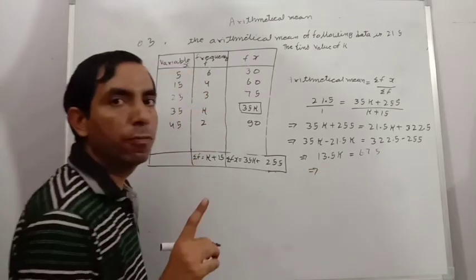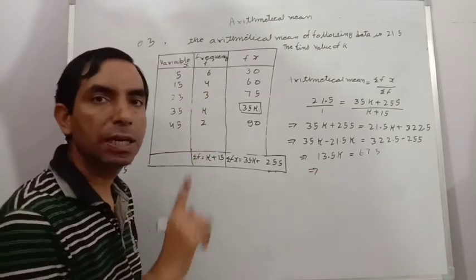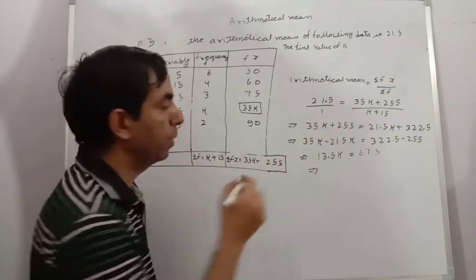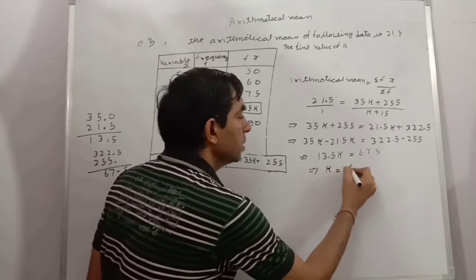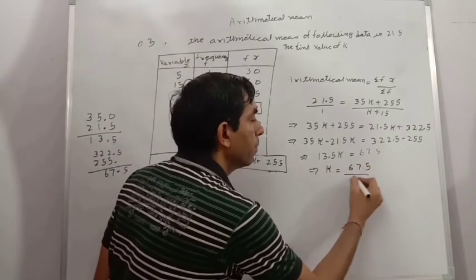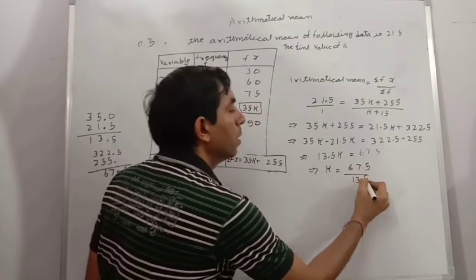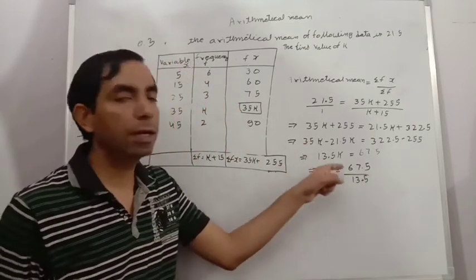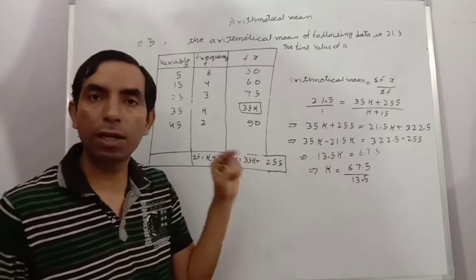Next, we take the alphabet on one side and all the numbers on the second side. Then 13.5 goes in the denominator. Then k is as it is, 67.5 upon 13.5. Generally for division, first we remove the decimal, but here there is a decimal in both numerator and denominator.